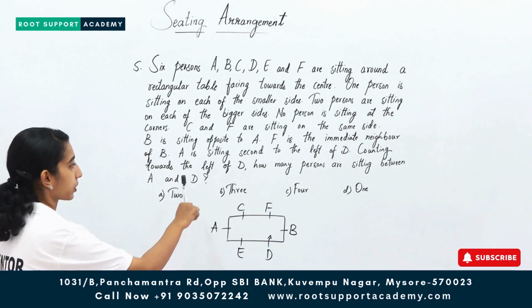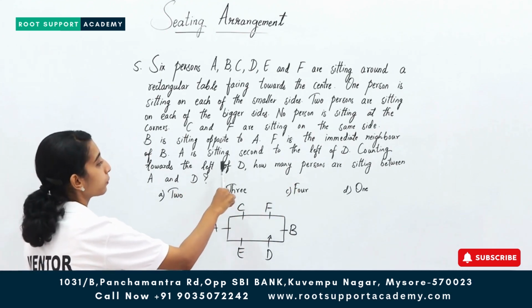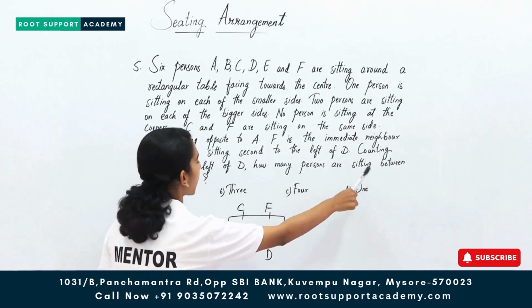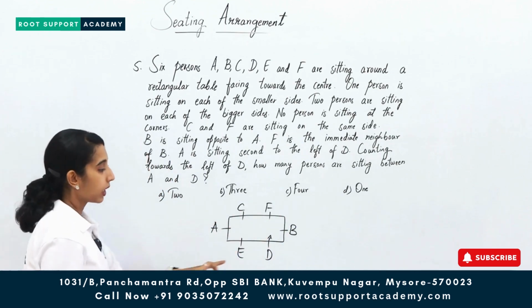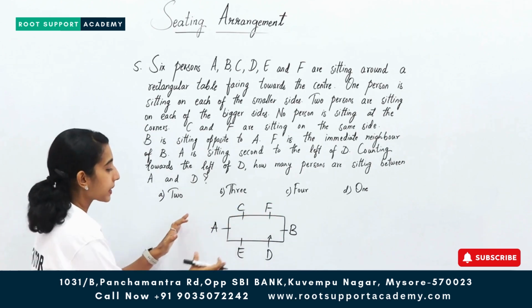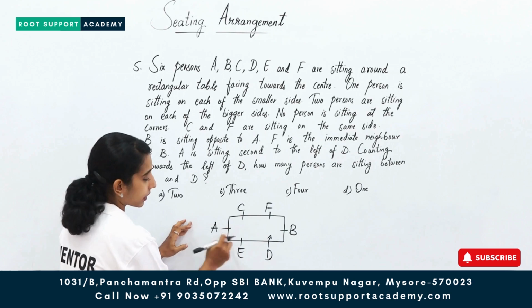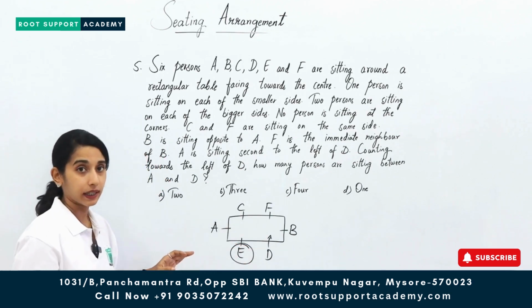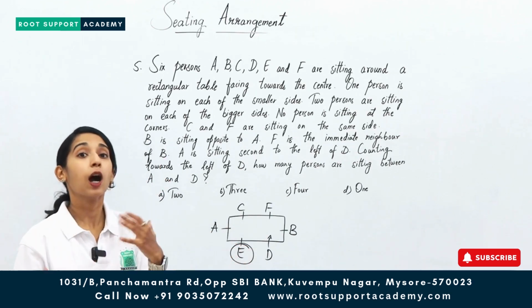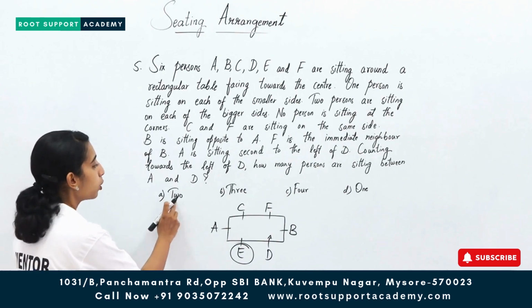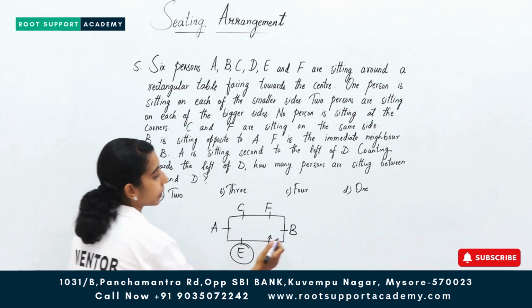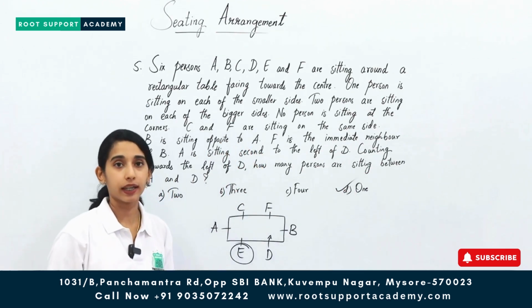Now, let us see the question. Counting towards the left of D, how many persons are sitting between A and D? Left of D we have to count and see how many people are sitting between A and D. So obviously, A is here, D is here, only one person is sitting. How many people are sitting in between? So, 2, 3, 4, 1. So, only one is sitting. So, option D is your correct answer.